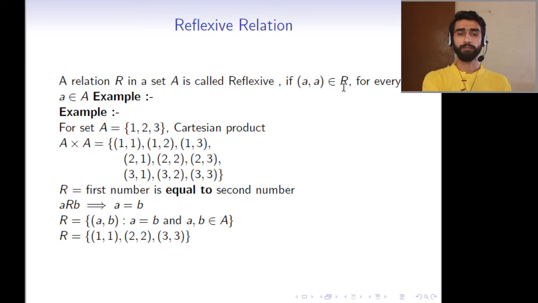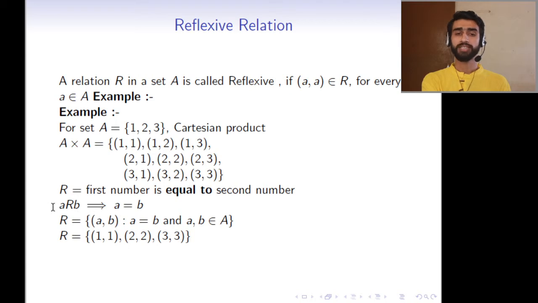Let's take an example. We will start with the previous set A, 1, 2, 3. You have seen the Cartesian product A cross A. We are familiar with this. Now I am defining a relation. First number is equal to second number.